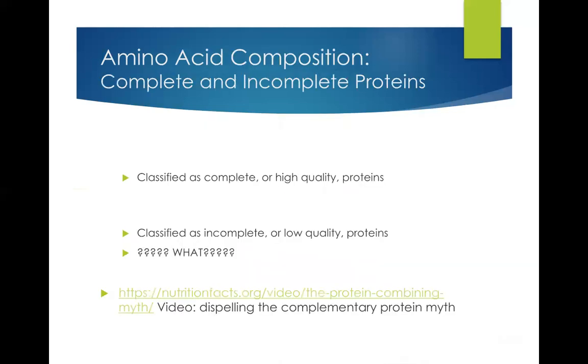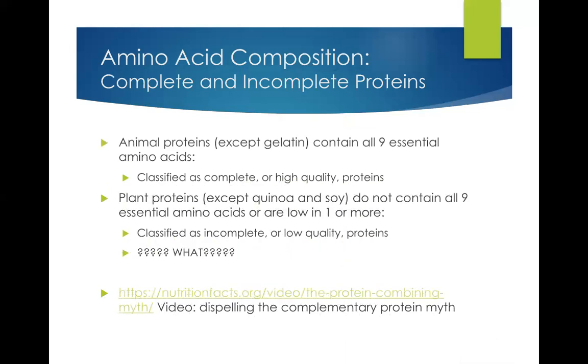Amino acid composition. So we can get our amino acids from both animal and plant proteins. All animal proteins are complete except for gelatin. So gelatin you would not want to try to survive on. Gelatin is low in tryptophan. And most animal proteins, because they do have all of these 9 essential amino acids, are considered complete or high quality. They also have these 9 essential amino acids in kind of proportions that the human body uses.